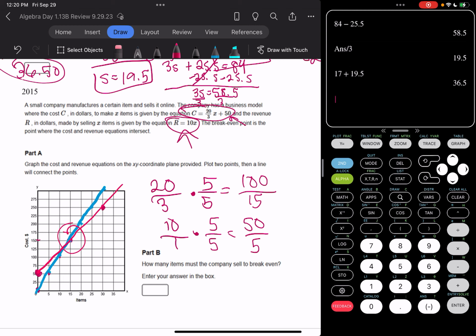The question says, how many items must the company sell to break even? Remember, the break even point is where the cost and revenue equations intersect. So that's right here. The break even point would be at 15 items, then $150. The question doesn't ask about the $150, it just asks about the items. So 15 items.